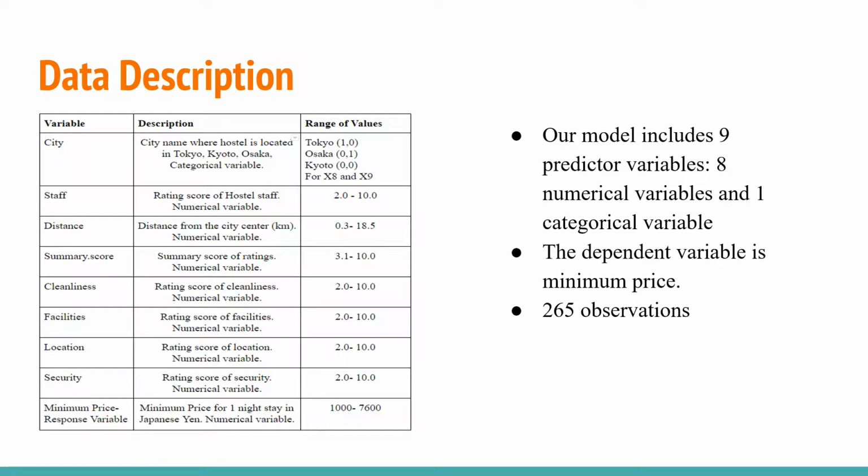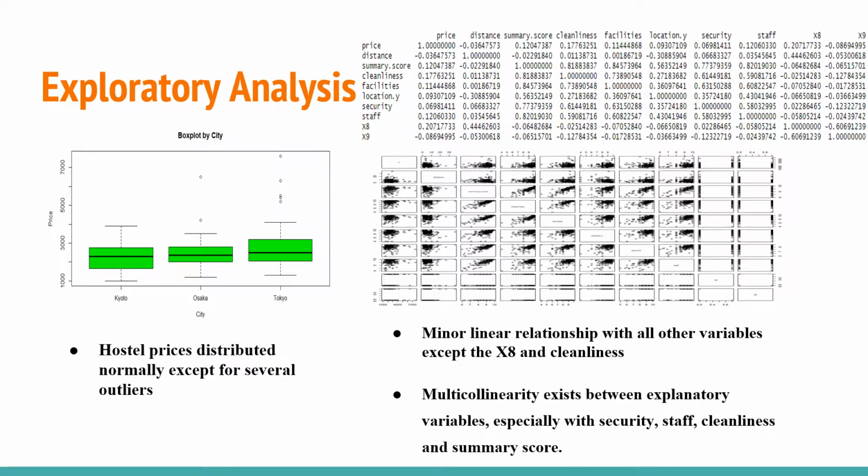We have used numerical values to quantify our categorical variables to help with our model selection process. We assigned 2 variables, x8 and x9, to represent city. In this project, minimum price is treated as the response variable and the others as explanatory variables. Then we did some pre-analysis to select the model.